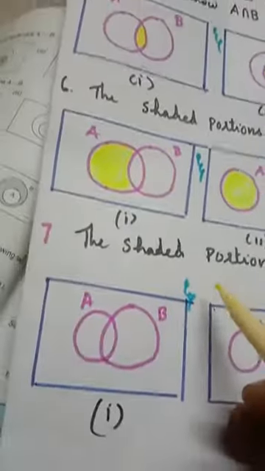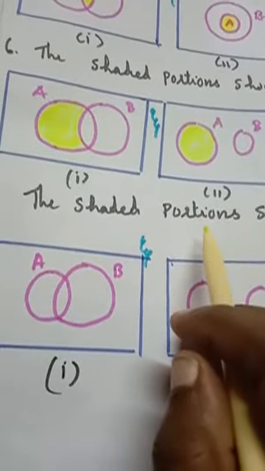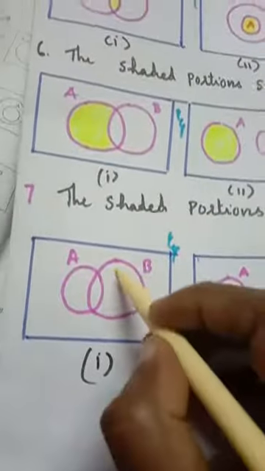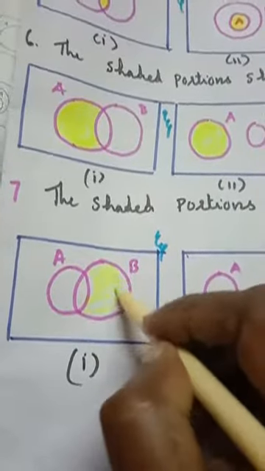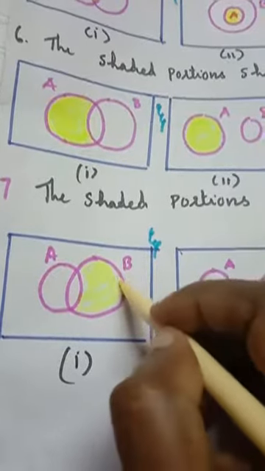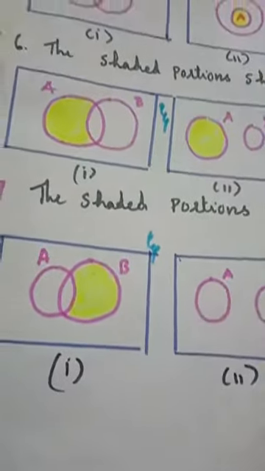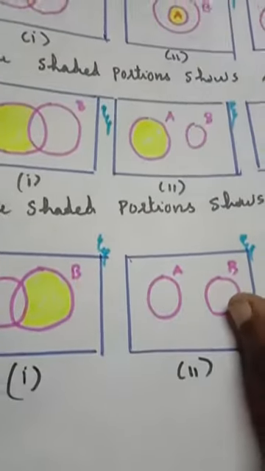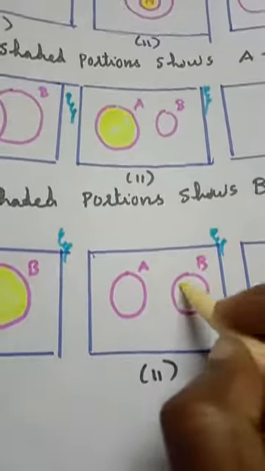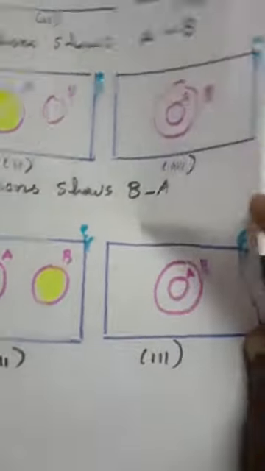Next, seventh one. The shaded portion shows B minus A. How to mark B minus A? What do you mean by B minus A? B minus A means it is in B but not in A. So first one, the overlapping set. It is in B, so only B, not in A. So don't mark the portion A. If we mark this common portion, A is also included. So don't mark that overlapping portion. B minus A means only B. Next one, this is B. Here, B minus A means only in B. Next one.